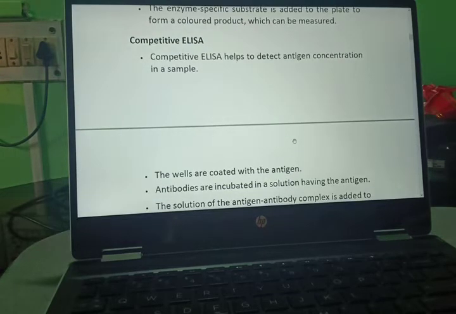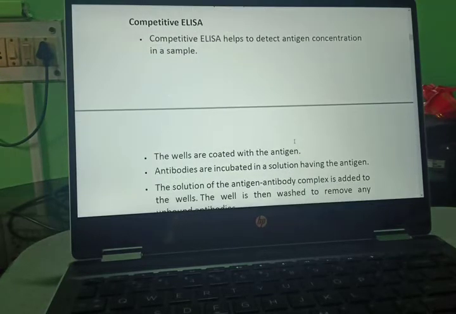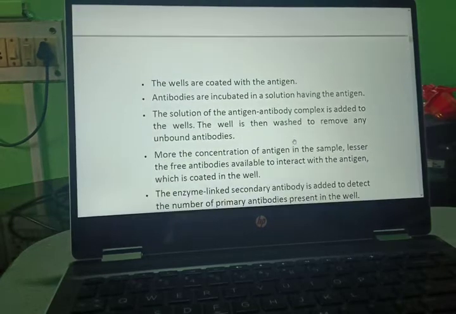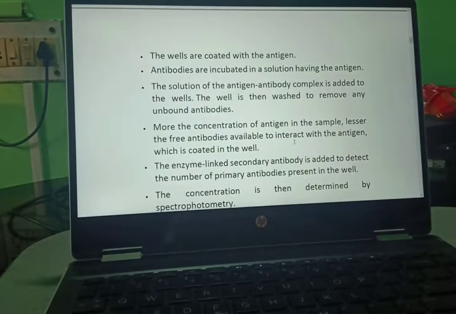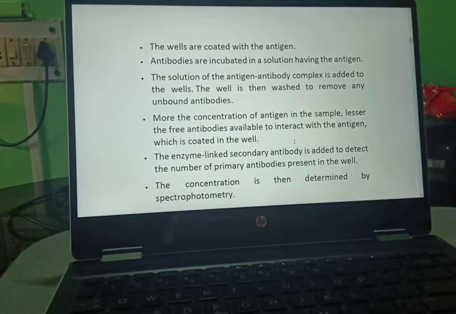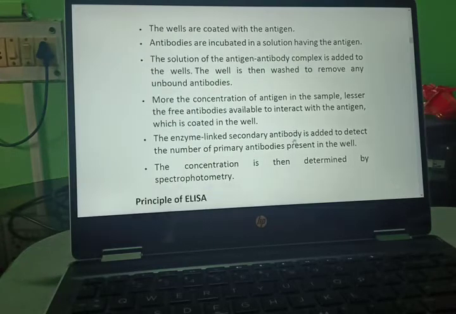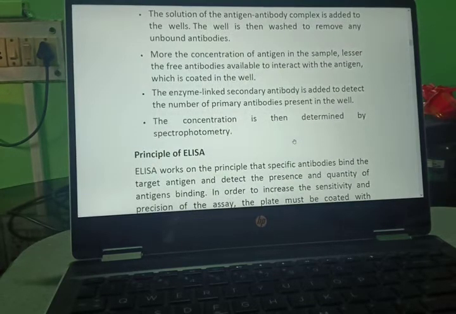Now competitive ELISA. Competitive ELISA helps to detect antigen concentration in a sample. The wells are coated with the antigen. The antibodies are incubated in a solution having the antigen. The solution of the antigen antibody complex is added to the wells. The well is then washed to remove any unbound antibodies.